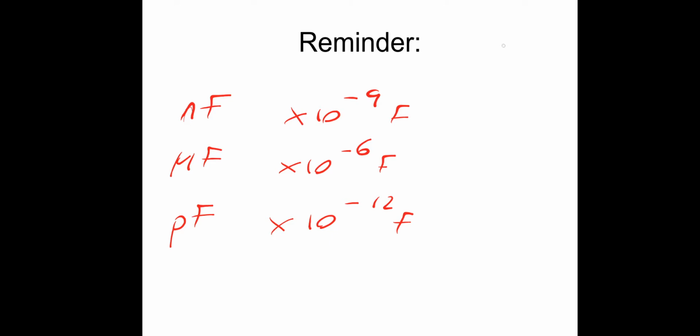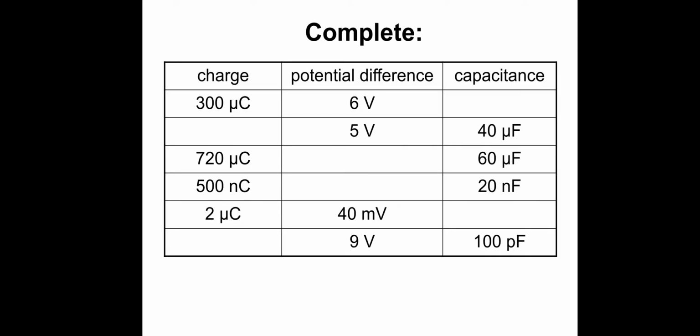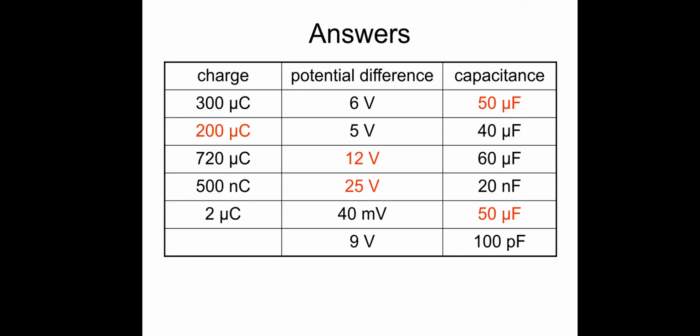Let's move on and do a table. To use the Q equals VC equation, pause the video and do these 6 questions, and then I'll take you through the answers. So the first one, we get 50 microfarads, 200 microcoulombs, 12 volts, 25 volts, 50 microfarads, and the last one, we've got the pico at the right hand side, which is to the power minus 12, is 900 picocoulombs.